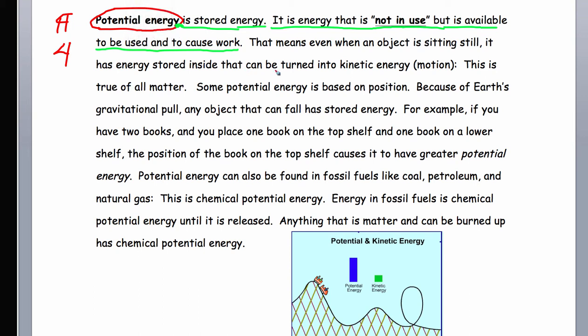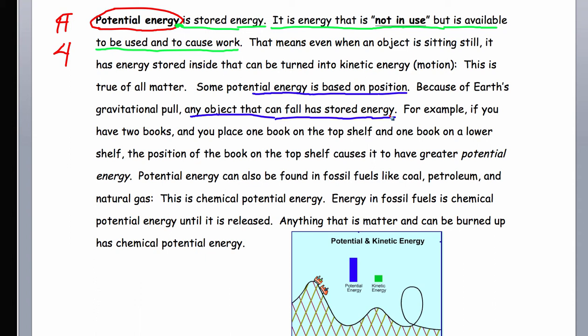Some potential energy is based on position. In other words, above the ground. Because of Earth's gravitational pull, any object that can fall has stored energy. For example, if you have two books and you place one book on the top shelf and one book on the lower shelf, the position of the book on the top shelf causes it to have greater potential energy than the book on the bottom shelf.